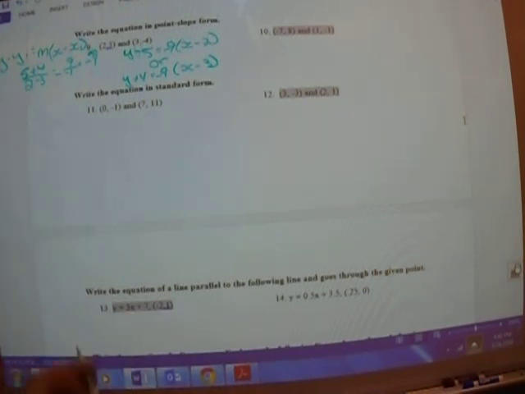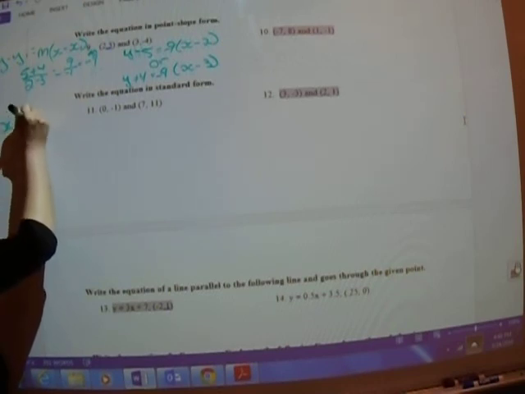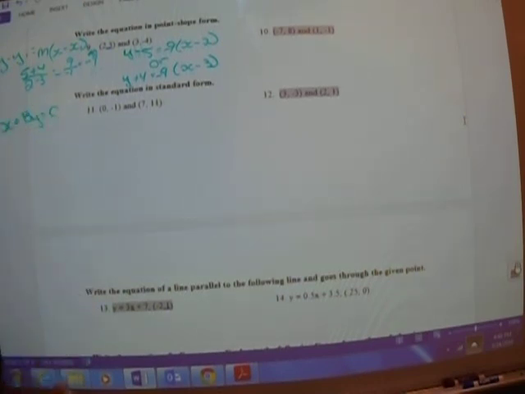Alright, standard form is interesting. You write it in ax plus by equals c. A must be greater than 0. You cannot have a negative a. Alright, and neither a, b, or c can be fractions. Alright, so I'm going to show you how we would get that.